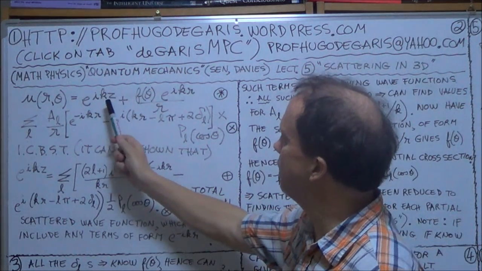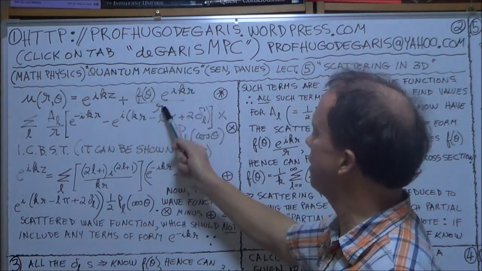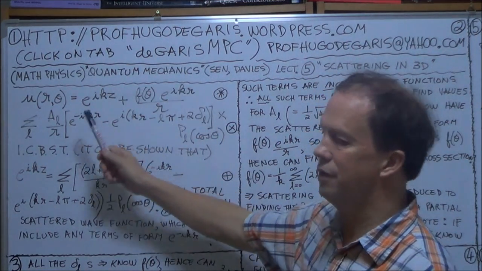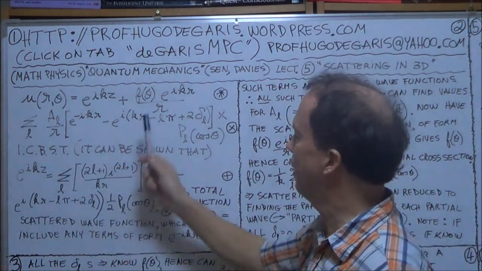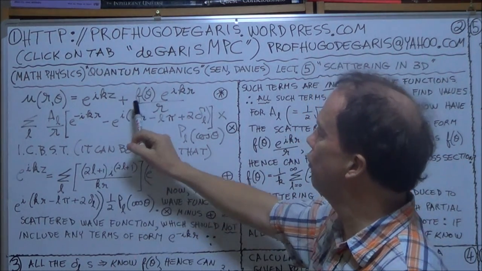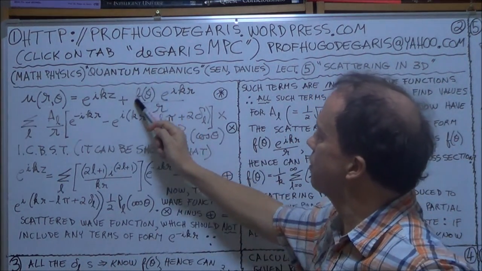Because the k's and the z's, those things are all known. What you're trying to find out is how does it scatter? What form does this f take? So that's what it's all about.